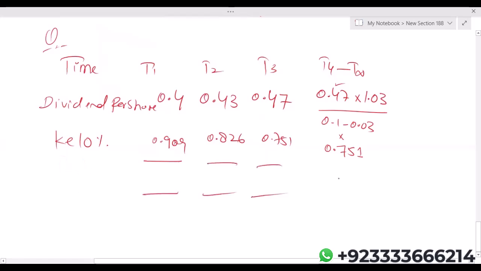Okay, let's see what we are getting. 0.4 into 0.909, I'm getting 0.3636. 0.43 into 0.826.